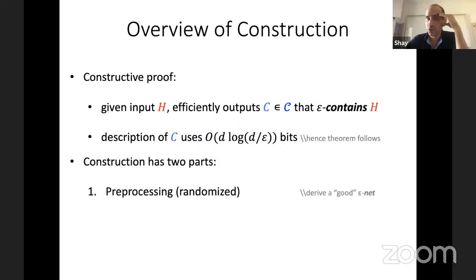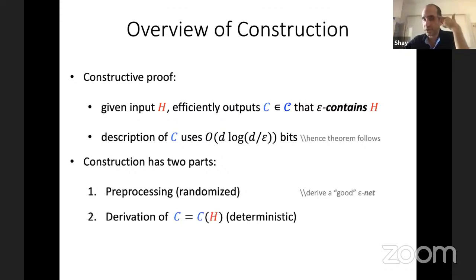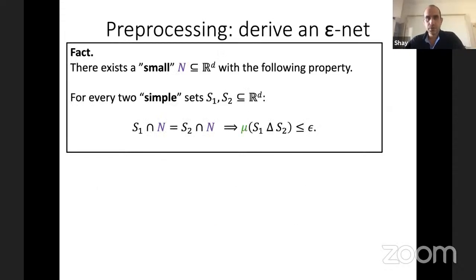So the construction has two parts. The first part is randomized. We basically just take a random sample from mu, from this measure. And the second part is deterministic. The first part is just pre-processing. You do it once and forget about it. So this is the goal of the first sampling step.